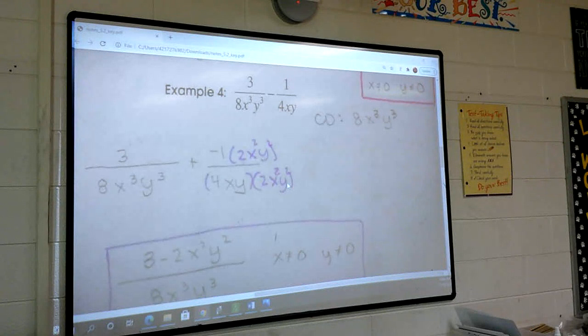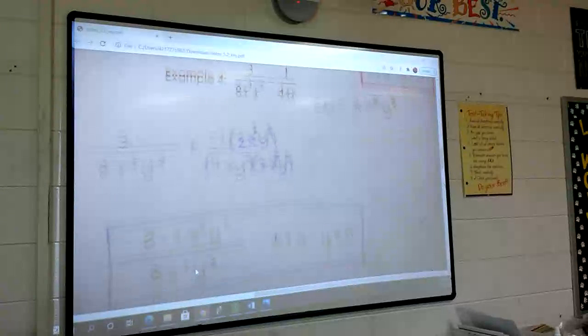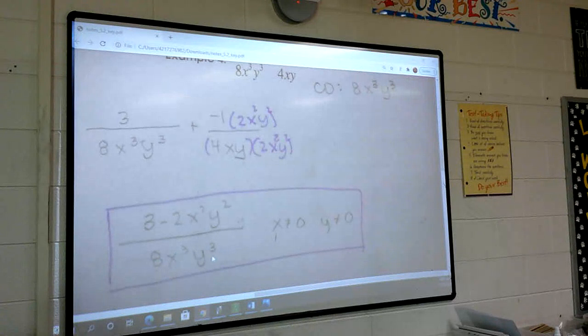So we're going to multiply the top by 2x squared y squared. Well, it's just 1 anyway. So 1 times that is just going to be 2x squared y squared. So our fraction is 3 minus 2x squared y squared over our denominator. Our denominator is our least common denominator, 8x to the third, y to the third. And that's question number 4.